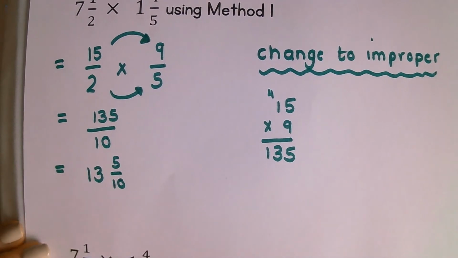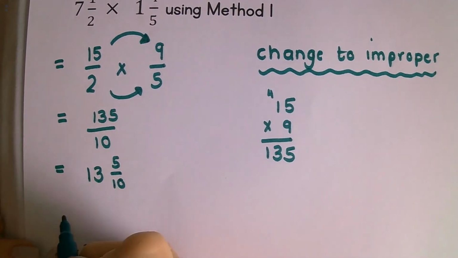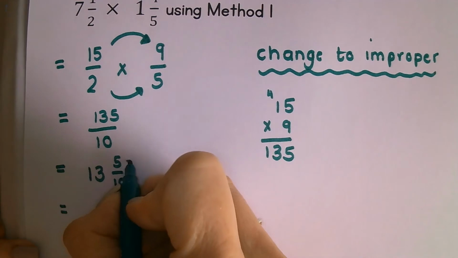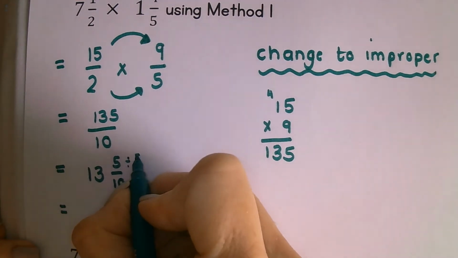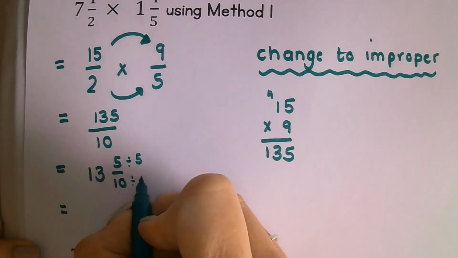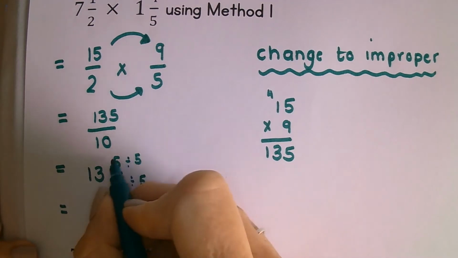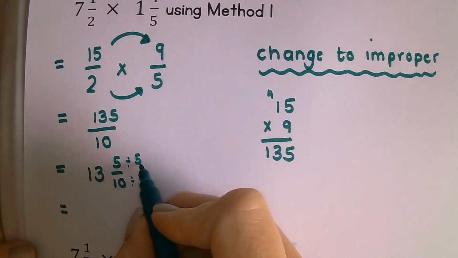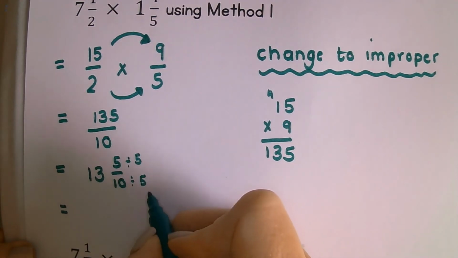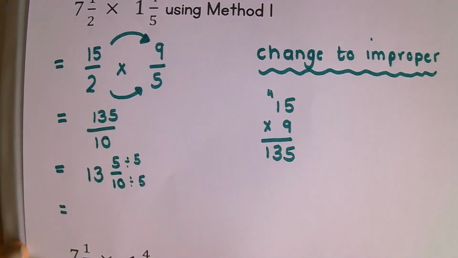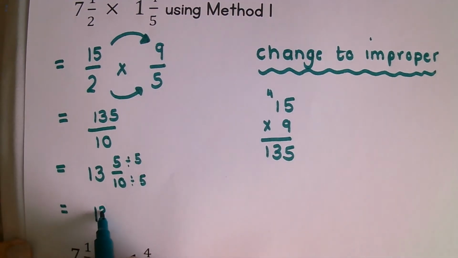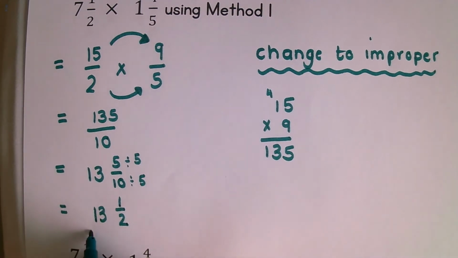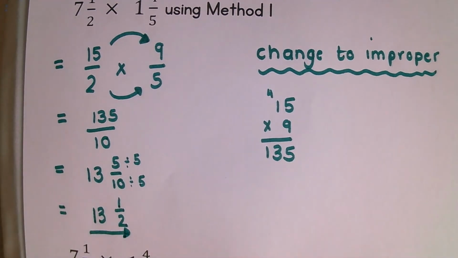Now, obviously, you don't want to leave your answer like that because we need to simplify it. So I know that 5 can go into 5 and 5 can go into 10. And that's how we simplify. We always use the same number top and bottom to divide by. Okay, and here we're left with 13 and 1 over 2, and your final answer is 13 and a half. Okay, so that is what we're looking for at this point.